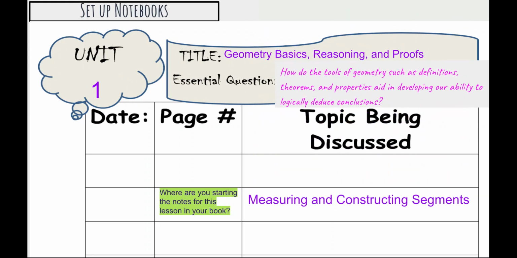Now, as we are moving on to our second topic here, you can add this to your table of contents, measuring and constructing segments. Of course, depending on where you are with page number, you would fill in a different page number to get started.